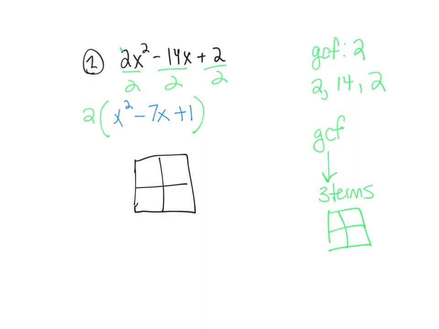I'm going to put in what I know for sure, which is x squared is x times x. And then I'm going to put a positive 1. And then the factors of 1 are just 1 times 1. And so if I look at this, 1 times x is x. x times 1 is x.